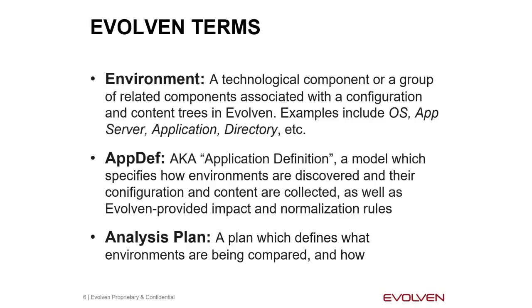Now this app def also can contain impact and normalization rules, and some of those are shipped out of the box with Evolven. When we create normalization rules, they will not be within these templates, but they'll actually be stored in the Evolven system. So for those of you that maybe have been around for a while and didn't know that, impact and normalization rules actually can be stored directly in the system, and I'll point that out so you see it.